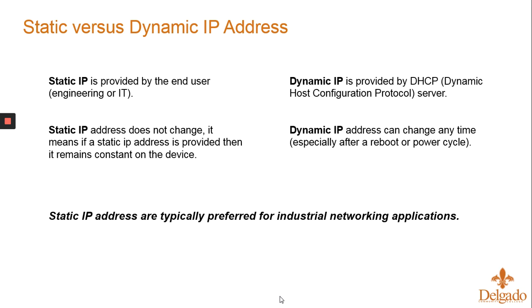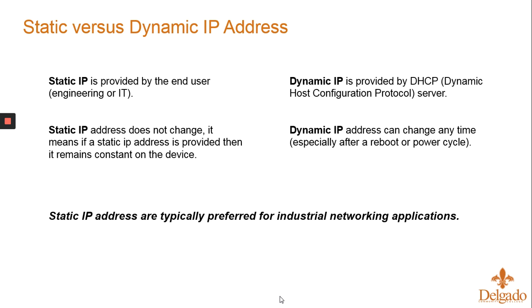So another thing to discuss here is the concept of static versus dynamic IP addresses. In a static IP address, we're going to basically hard code an IP address into the device itself. So we, as the end user, be it engineering or IT, are going to actually give it an IP address, and that IP address does not change unless we manually change it. The difference with a dynamic IP address is that it changes, as the name implies.